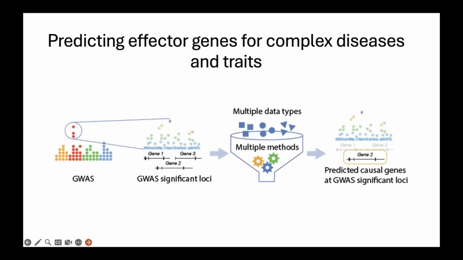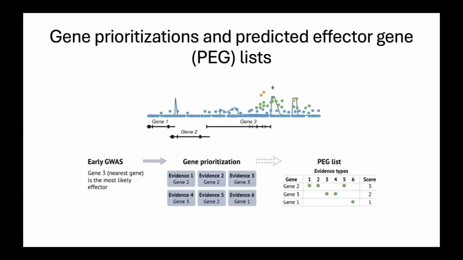Okay. So I just want to talk about a little terminology before I start, so we're all on the same page. In our group, when we talk about predicting effector genes, we're talking about it as a post-GWAS activity. So people will do a GWAS, they'll find the significant loci, apply all these methods and data types, and predict which are the causal genes at those loci. And a little more terminology, we talk about PEGs because it's easy to say: predicted effector genes.